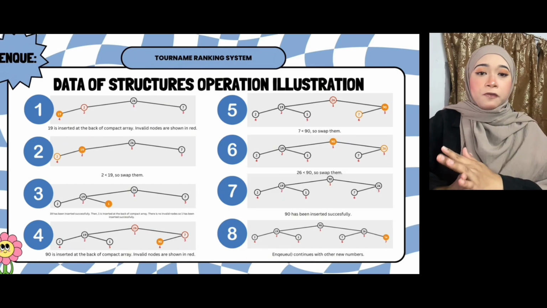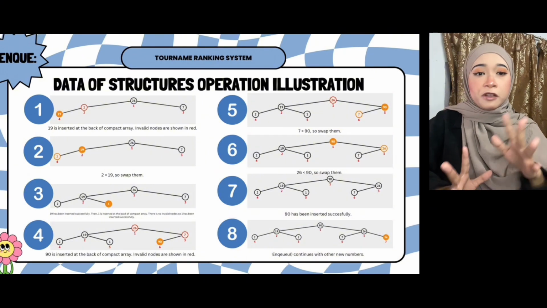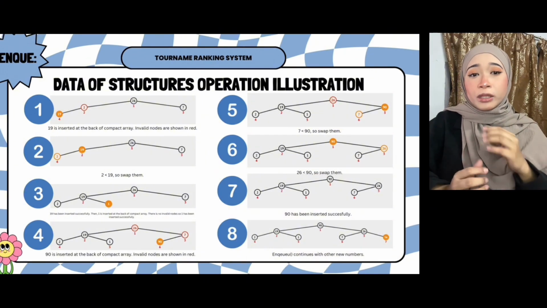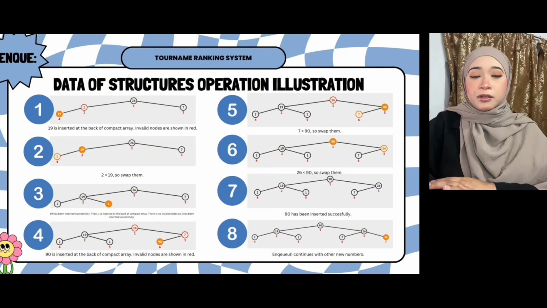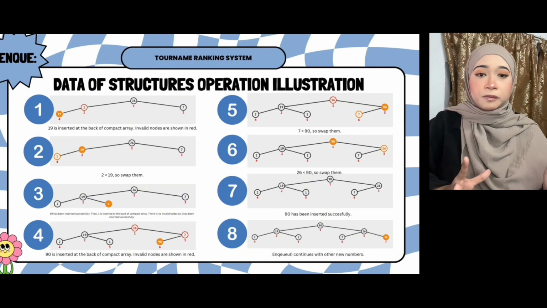Step number 5. First, 7 is smaller than 90, so a swap occurs. The movement of 7 to the top and 19 downwards is shown with the arrows, illustrating how the structure begins to reorganize itself.